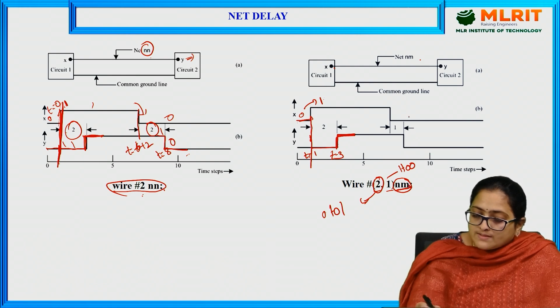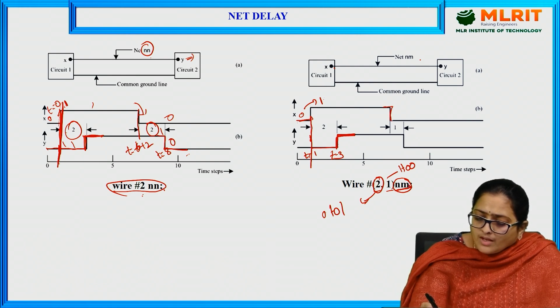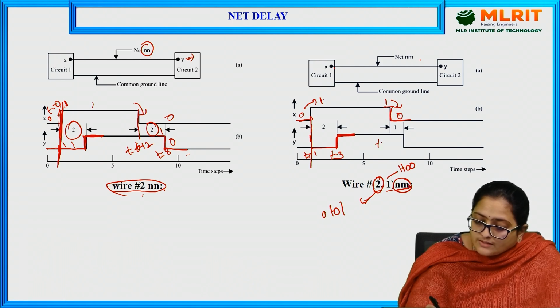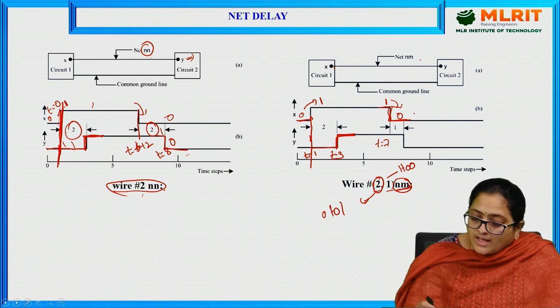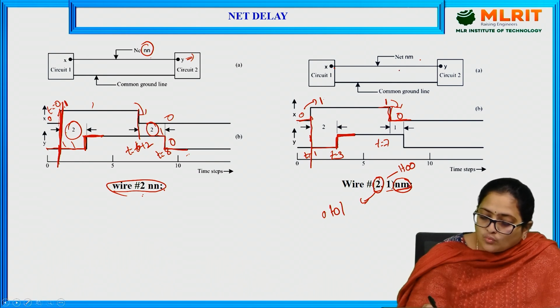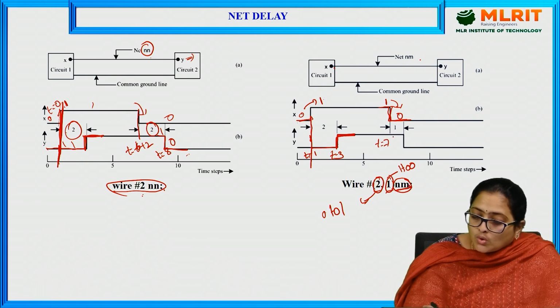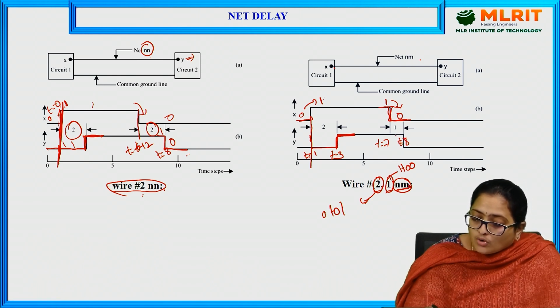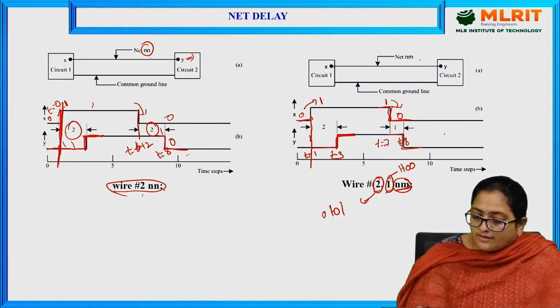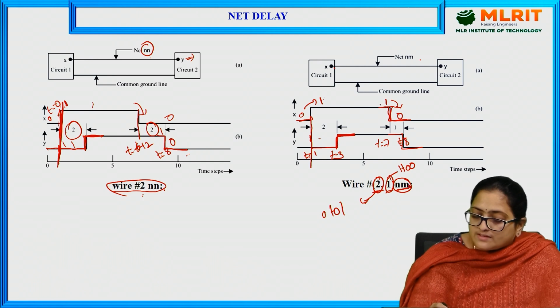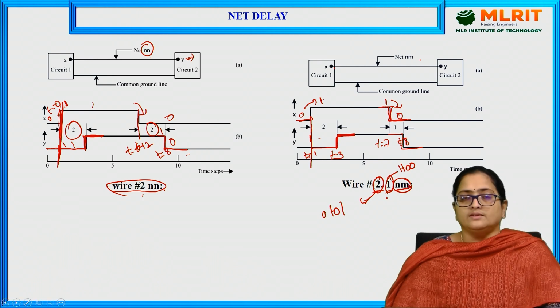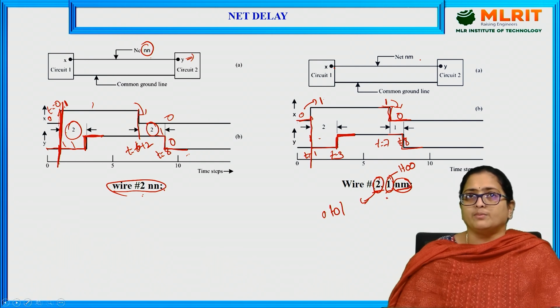So this happens. And when it is a negative transition, that is moving from 1 to 0, let us assume that at time t equals 7, the negative transition is occurring at the input side. But as I have mentioned, this net has to wait for one more time interval to go to the circuit 2. So at time t equals 8 at the output side, the negative transition will occur. So this 2 represents the delay for a positive transition, and this 1 represents the delay for the negative transition. This is how a net delay can be implemented.